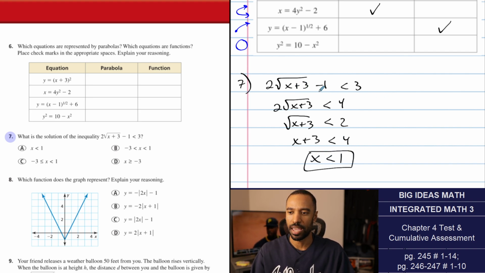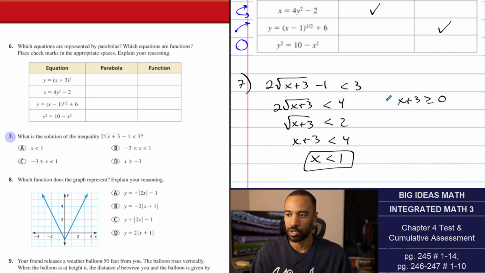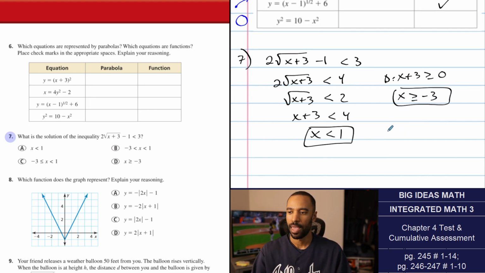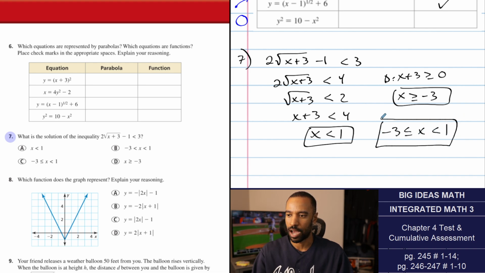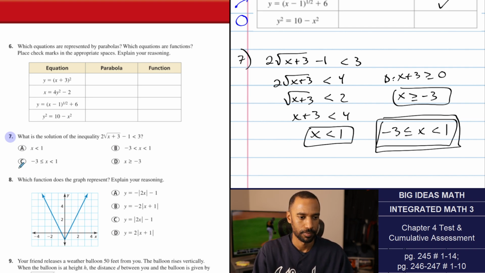Now, as far as domain goes here, x plus 3 must be greater than or equal to 0 to begin with. So x must be greater than or equal to negative 3. So x needs to be between negative 3 and 1, including negative 3, not including 1. That's the final. So we're looking at C. C is the answer to that one.